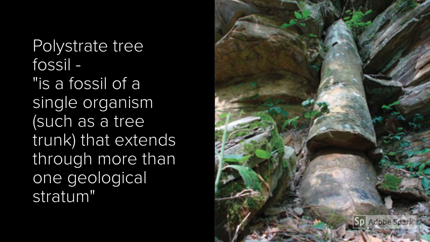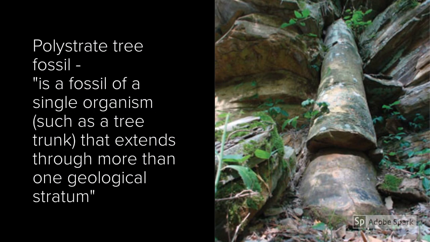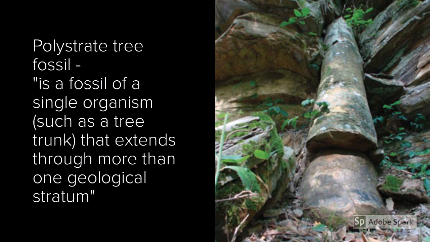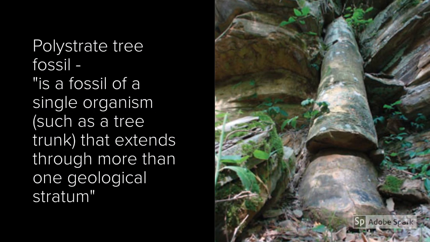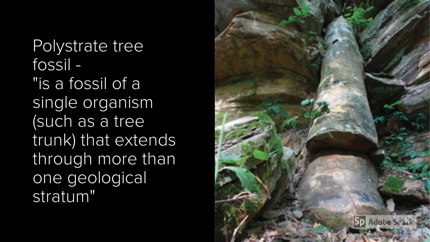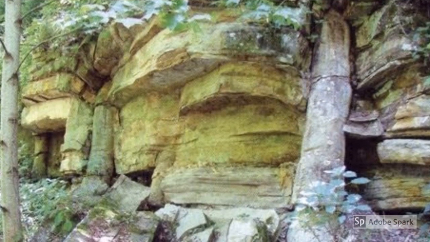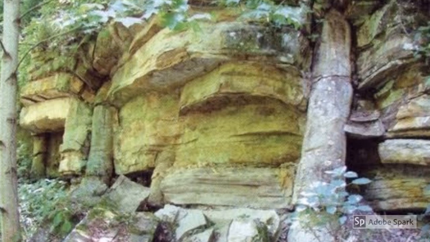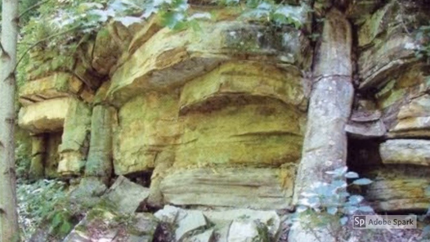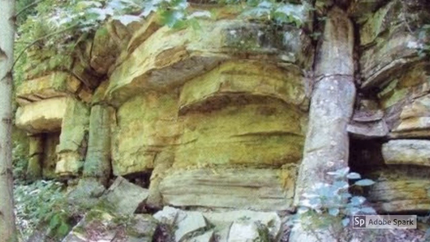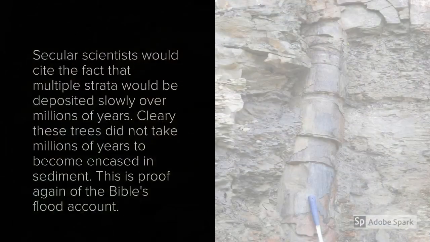A polystrate tree fossil is a fossil of a single organism such as a tree trunk that extends through more than one geological stratum. These are found all over our world and almost on every single continent. Sure, a local flood can explain polystrate tree fossils forming under the right conditions, but it's only through a global flood that we're going to find them all over the globe, and that's exactly what we find.